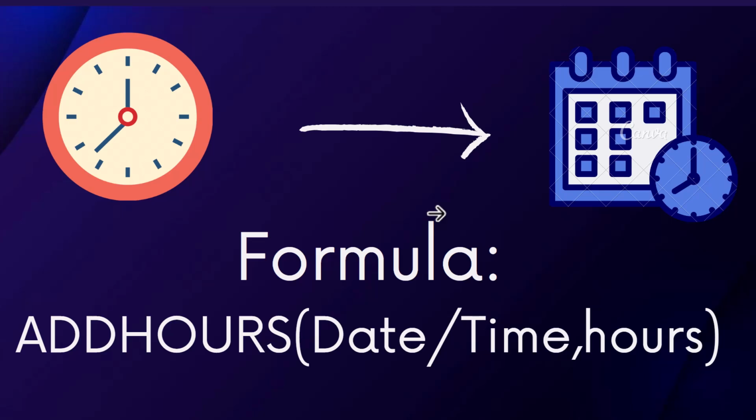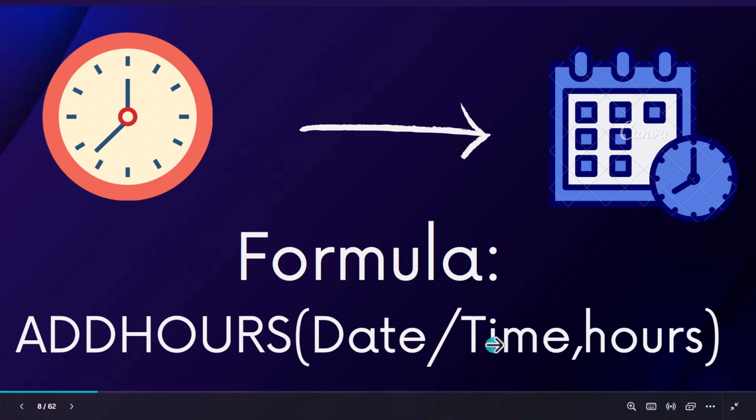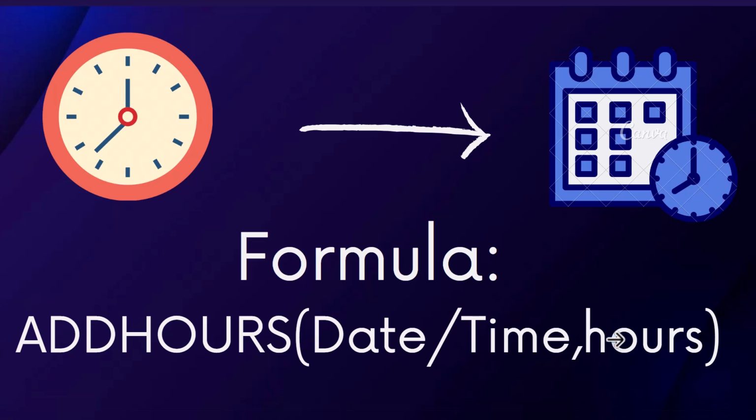It has two parameters. The first one is dateTime and the second one is hour. Here the dateTime is the value to which you want to add hours, and the hour is the number of hours that you want to add to the dateTime value. If you want to subtract some hours, you can use a negative number, and if you want to add some hours, you can use positive numbers, according to your needs.